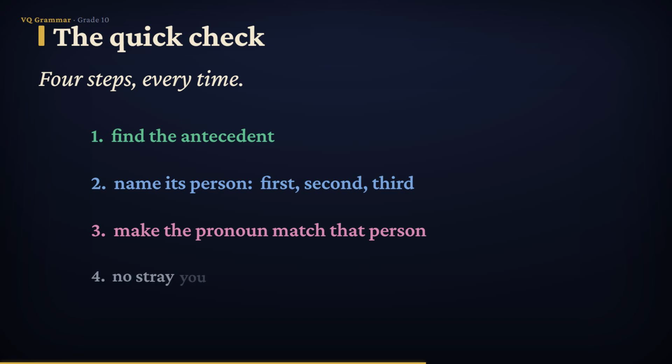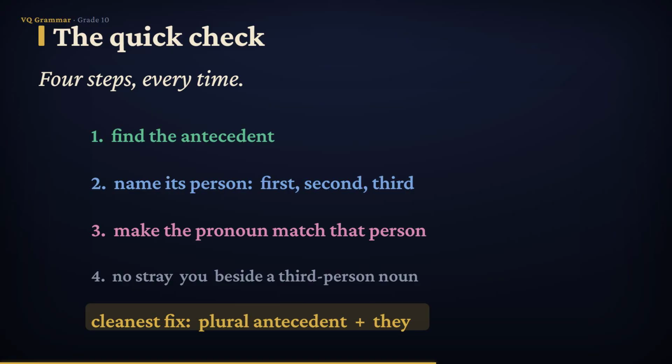If you catch a stray you sitting beside a third person antecedent, repair it. Either use he or she, or turn the antecedent plural and use they. Run that check and shifts in person will simply stop happening in your writing.